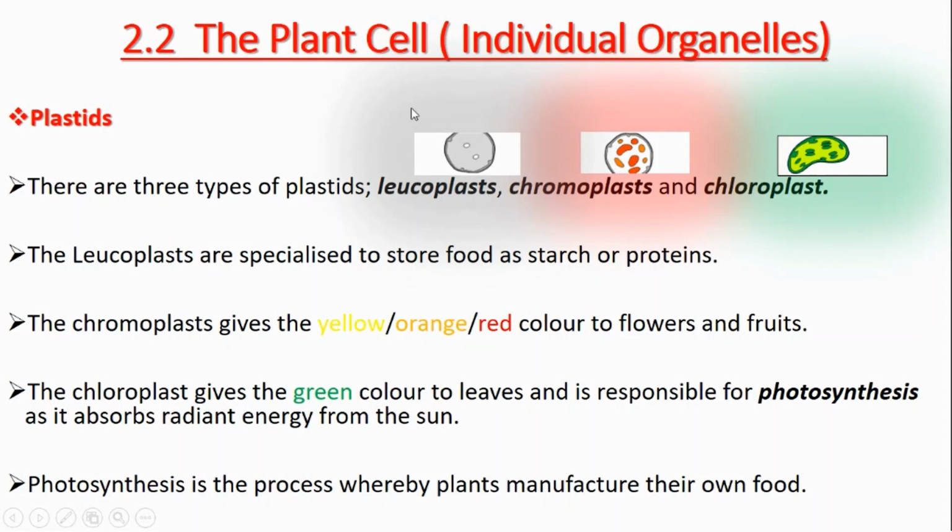As you can see, the leucoplast gives this color. The chromoplast gives this color, and the chloroplast gives this color right around it. The chloroplast also has a second function because it is responsible for photosynthesis. This is due to its ability to absorb radiant energy. So when the sun strikes the leaves, the sun can then enter into the leaves and into the chloroplast where it is absorbed. Now, photosynthesis is a process whereby plants manufacture their own food.